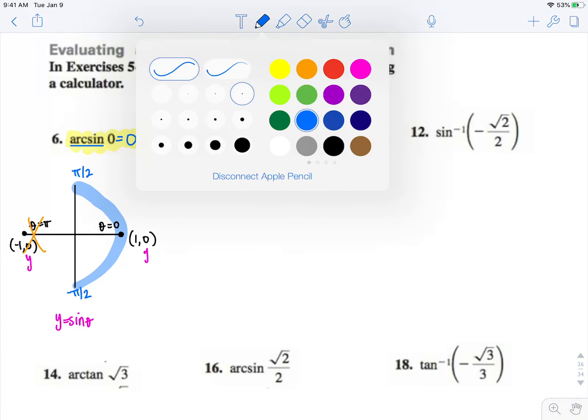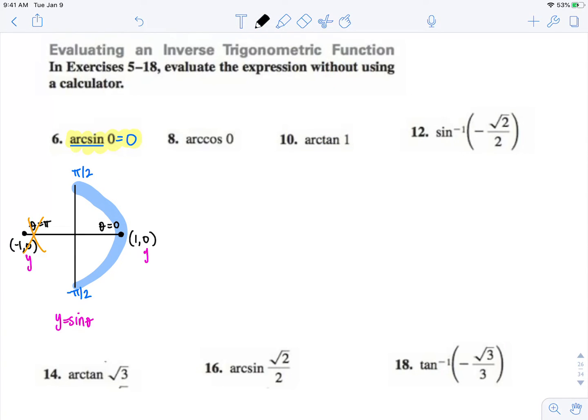Same idea works for arc cosine of 0. First thing I think of is in my unit circle, where is cosine 0? It's 0 up here, where theta equals pi over 2, because this is the point 0, 1. And it's also 0 down here, where theta equals 3 pi over 2, or the coordinate 0, negative 1.